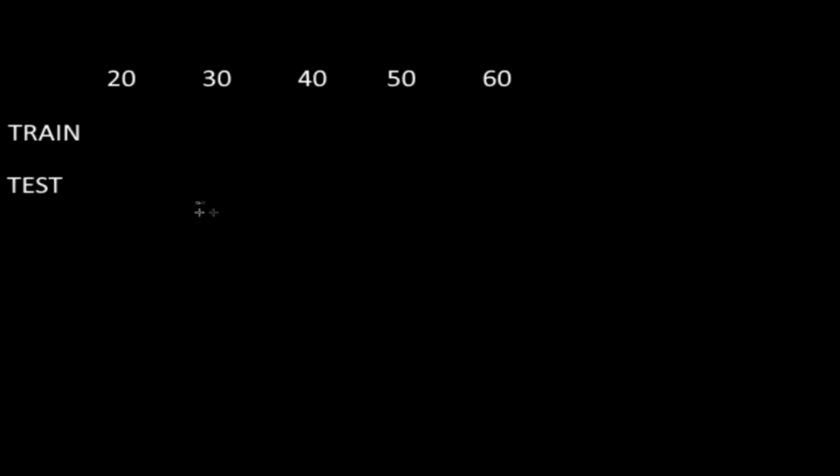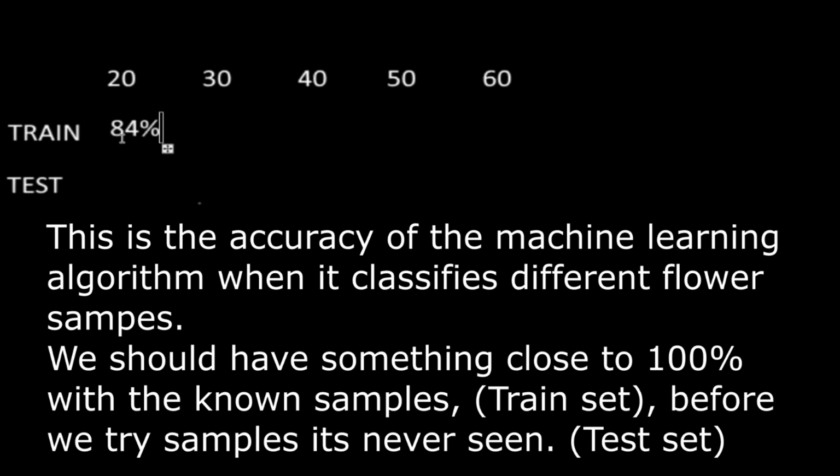So the results are the following. With 20 by 20, this is the amount of pixels, 20 by 20, 30, 40, and so on. With 20 by 20 in the training set, 84%, then 87%, then 40, 90%. This is when I was, oh yes, 90%, great. But then at 50, 87%, sorry, 87%, and with 60, 89%.